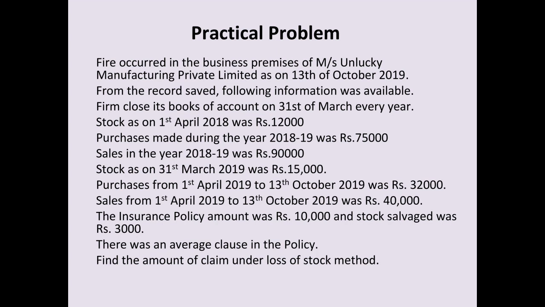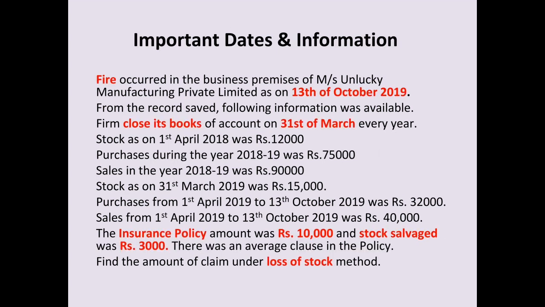Purchases and sales are provided. There is also the insurance policy amount provided, that is 10,000, and the stock salvaged or saved is rupees 3,000. There is an average clause in the policy, and you are supposed to calculate the insurance claim under loss of stock method. To calculate, we'll require some important dates and information.